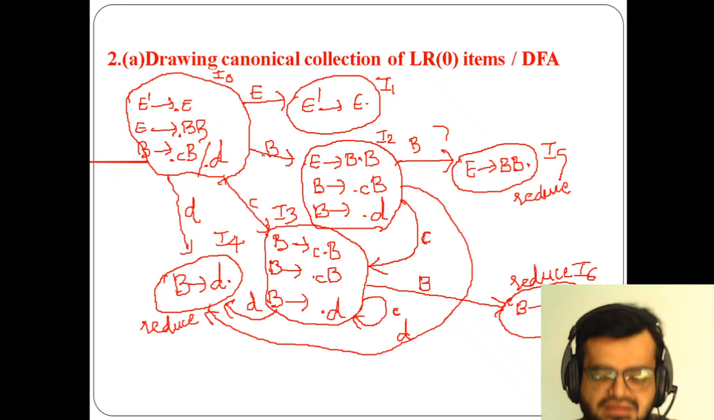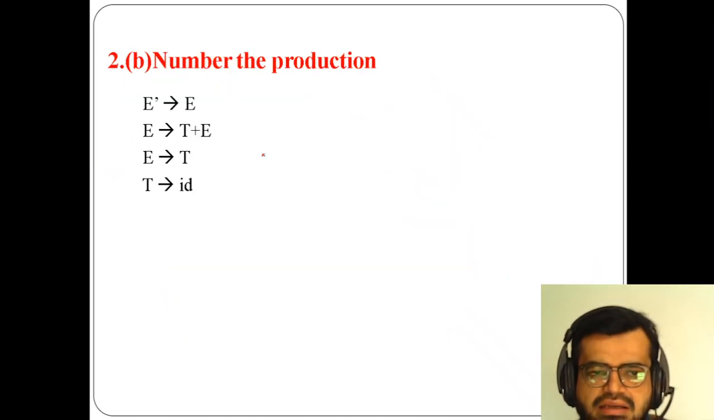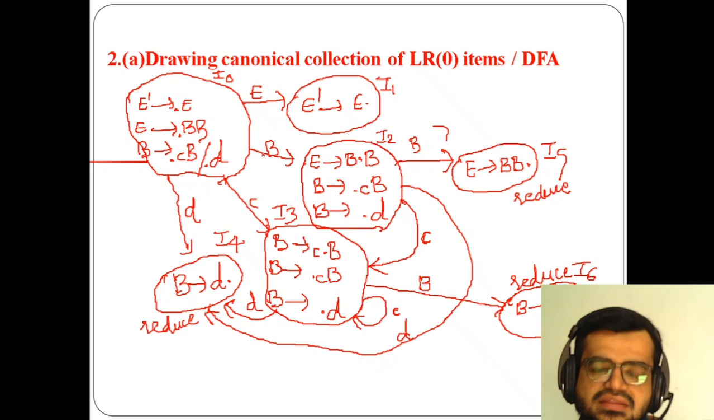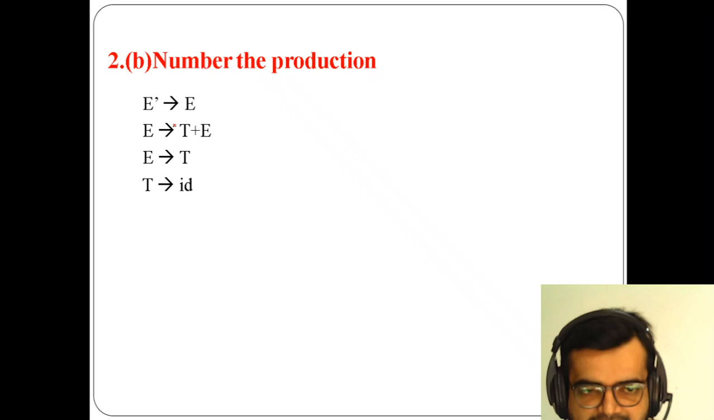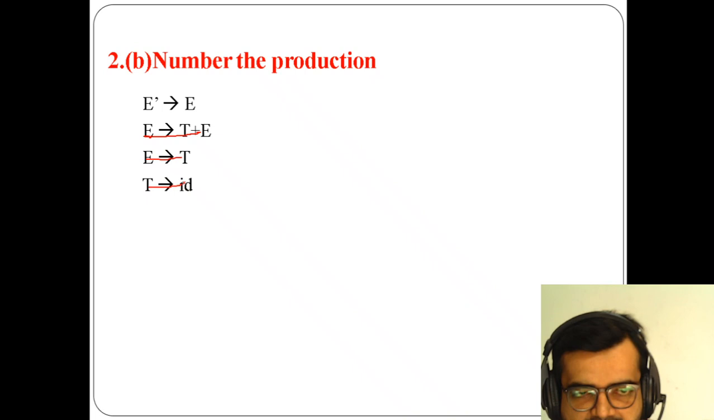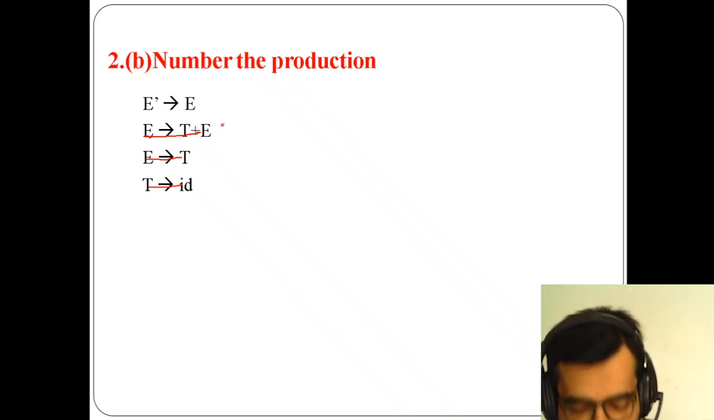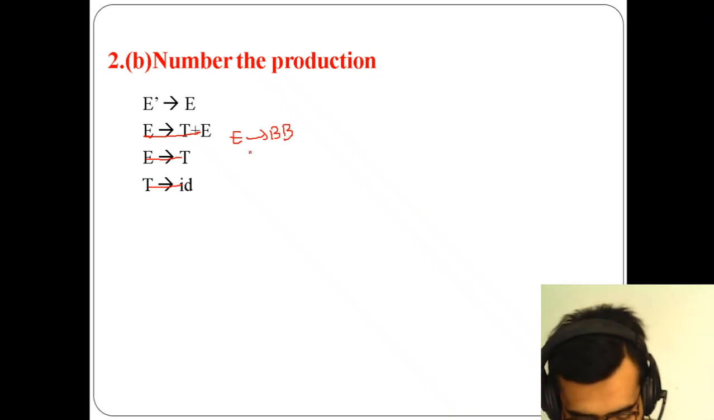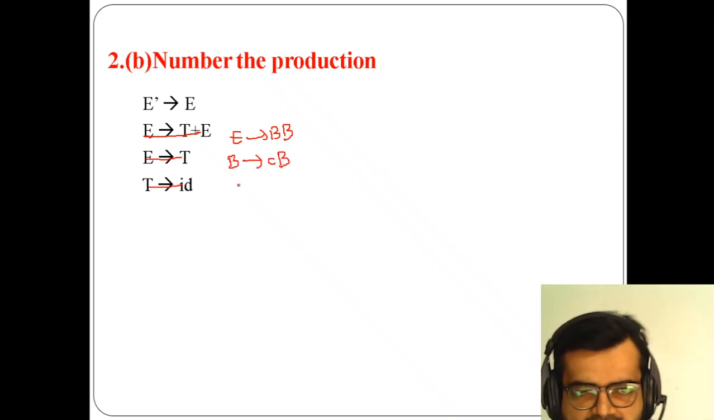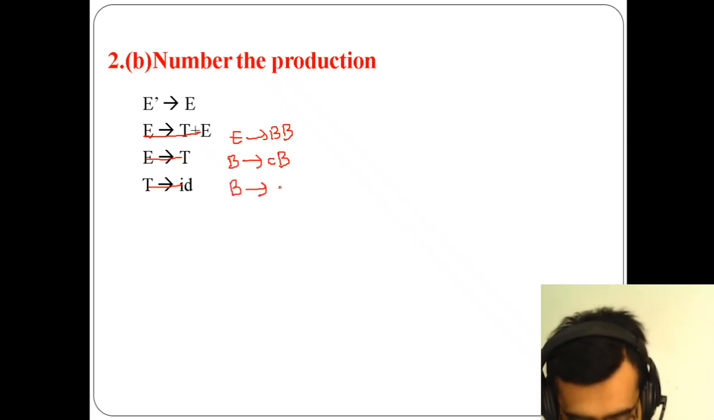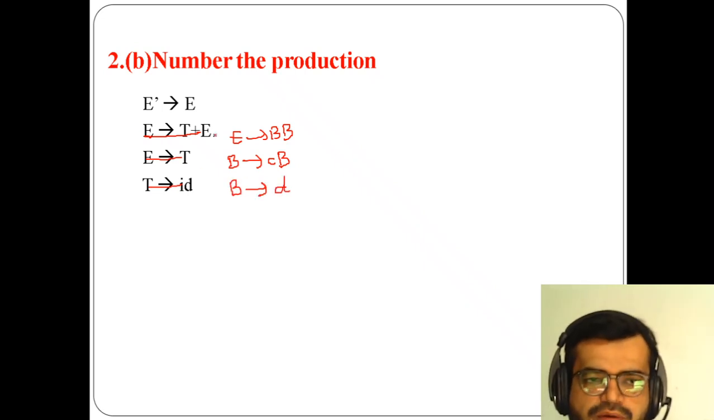Okay, so this is regarding this one. Now again what I have to do is change this, because previously it was taken for the previous grammar, so here I'm just updating it. What are the productions here? E dash of E, E of BB, B of small c capital B, and last is B of small d. So these are the 4 productions, right?